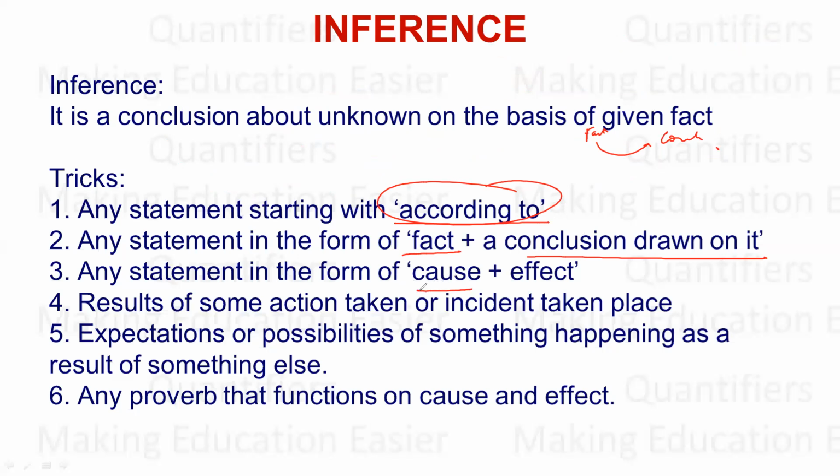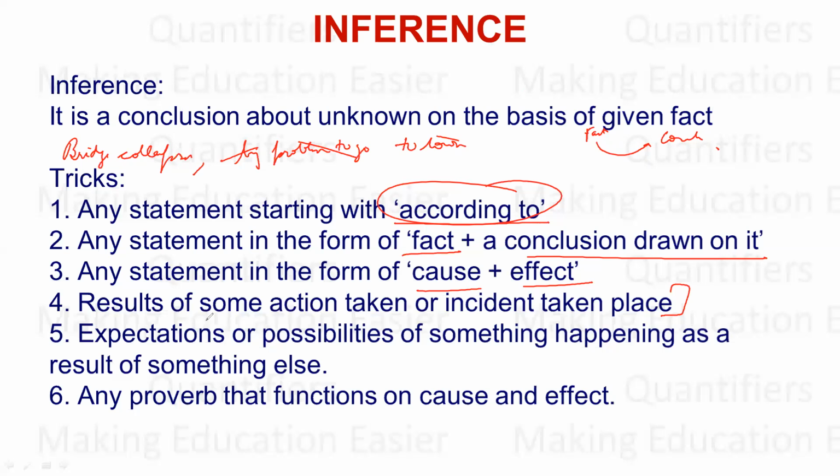Any statement in the form of cause and effect becomes your inference. This happened because of this happened. Results of some action taken or incident taken place. So this is your inference; you need to remember this. Let's say, ever since the bridge collapsed, the villagers are facing a big problem to go to the town.